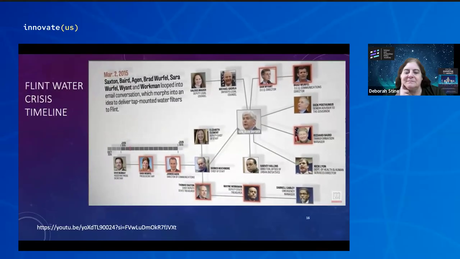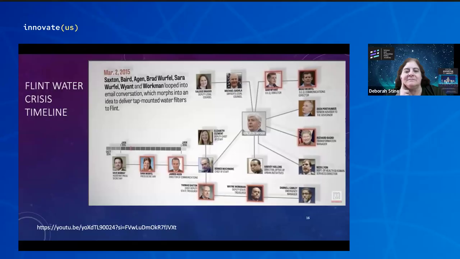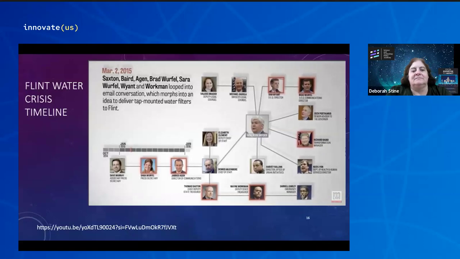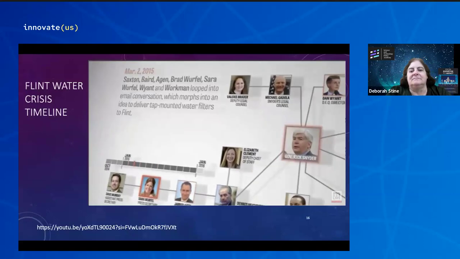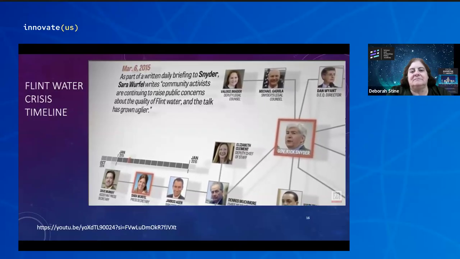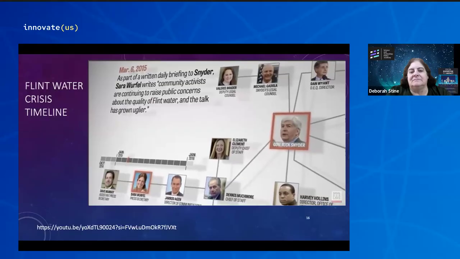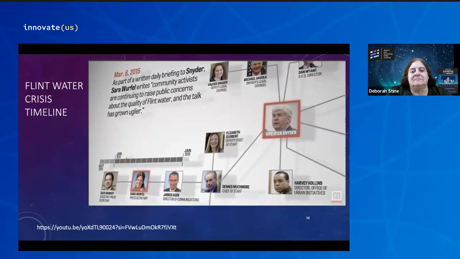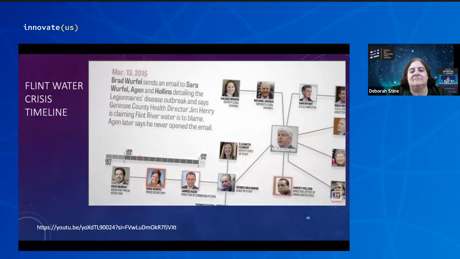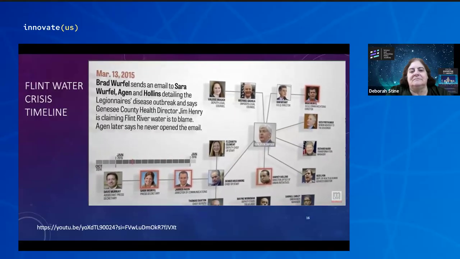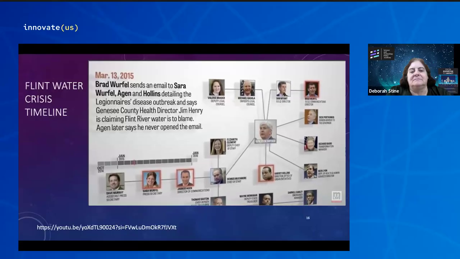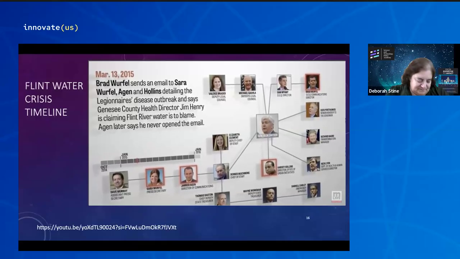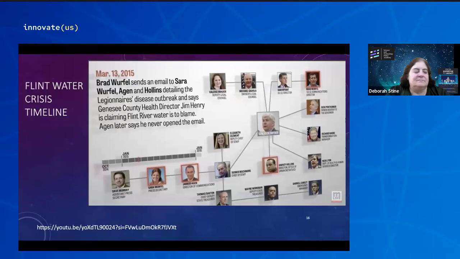Saxton, Baird, Agan, Brad Werfel, Sarah Werfel, Wyatt, and Workman are looped into the email conversation, which morphs into an idea to deliver tap-mounted water filters to Flint. March 6th. As part of a written daily briefing to Snyder, Sarah Werfel writes, "Community activists are continuing to raise public concerns about the quality of Flint water, and the talk has grown uglier." March 13th. Brad Werfel sends an email to Sarah Werfel, Agan, and Hollins detailing the Legionnaire's disease outbreak, and says Genesee County Health Director Jim Henry is claiming Flint River water is to blame.